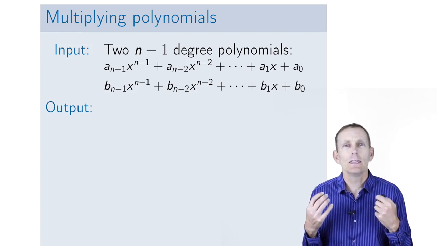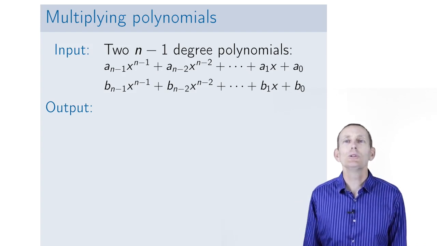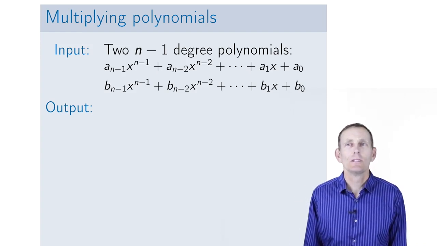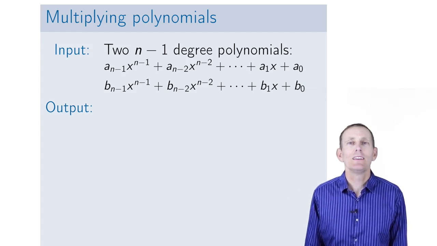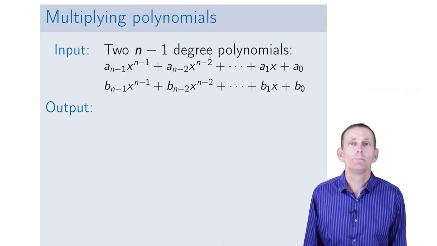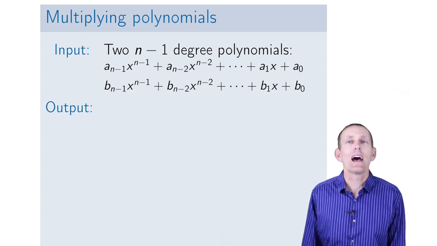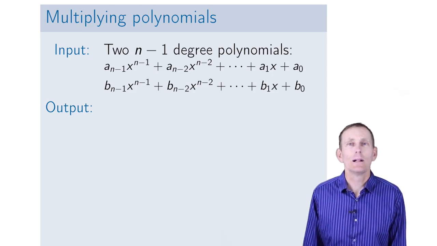So let's look at the problem statement. We're going to have two n-1 degree polynomials. a sub n-1 is the coefficient of the x to the n-1 term, all the way down to a0, which is the coefficient of the x to the 0 term, or the 1 term. And then we similarly have the b polynomial as well.